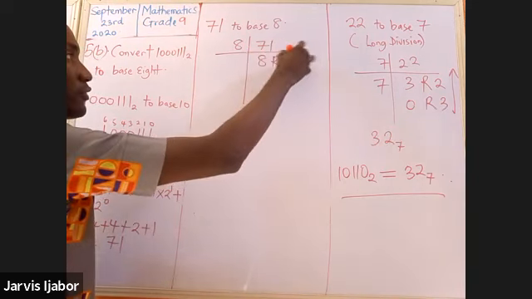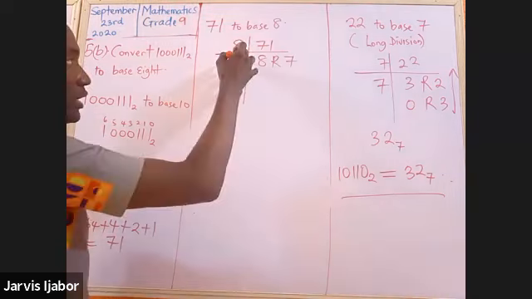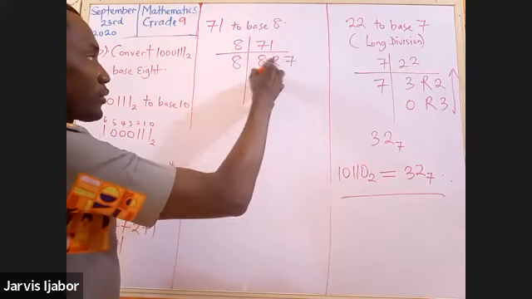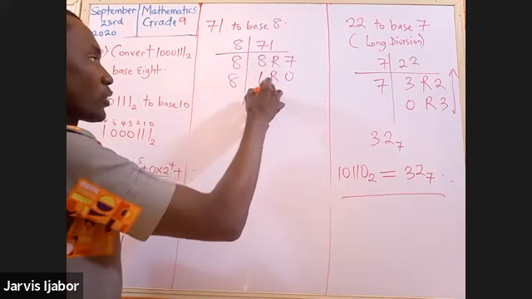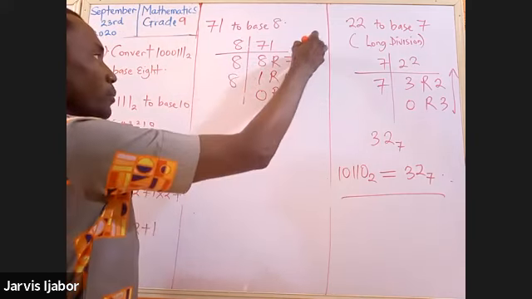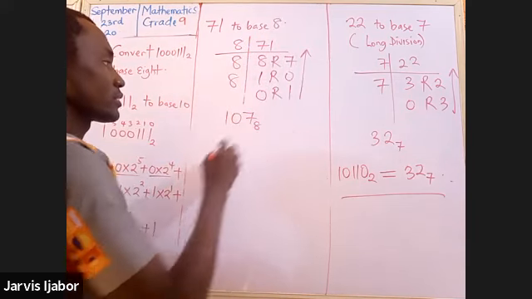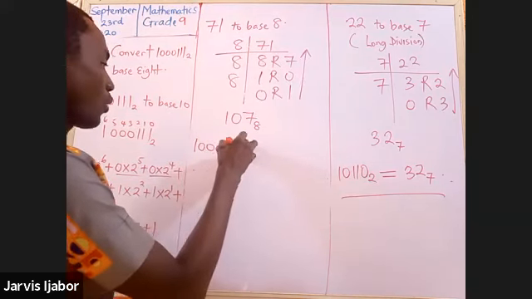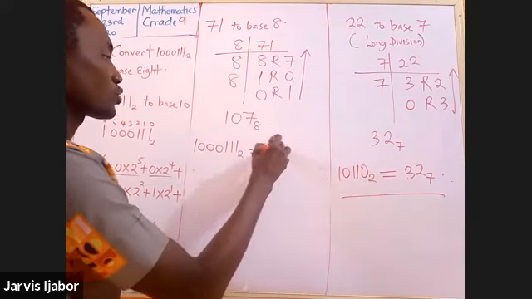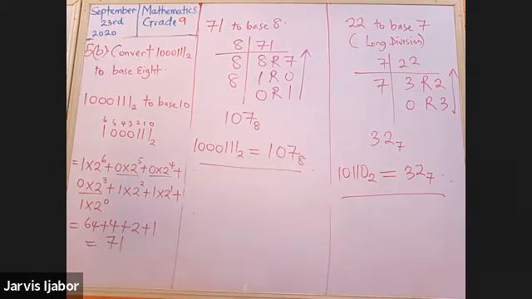8 into this will give me 8, remainder what? 7. I'm right with that. And then 8 into 8 will give me 1, remainder 0. And 8 into 1 will give me 0, remainder 1. So I read from bottom to top, and that will be 107 base 8. So it means that 1000111 base 2 will be equal to 107 base 8. That's how it is done.